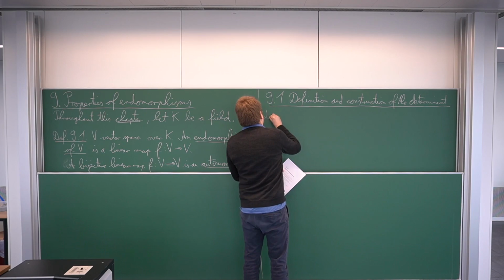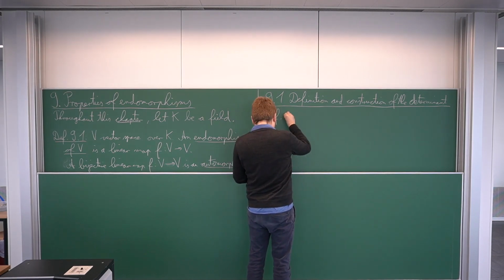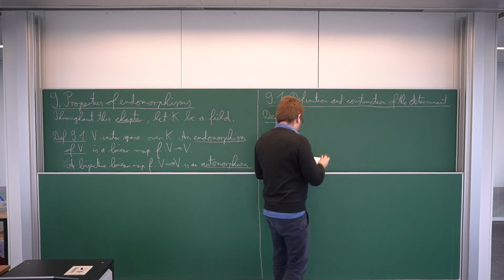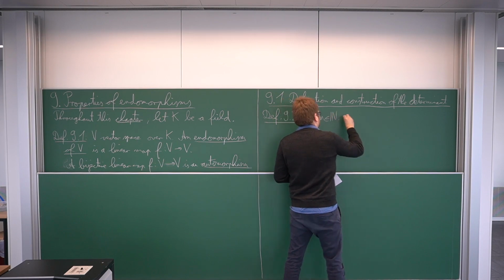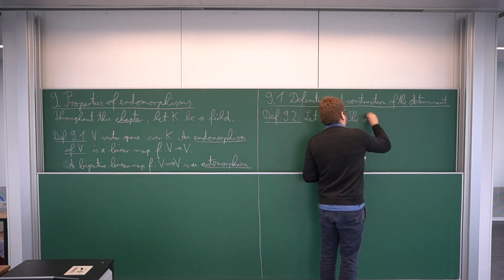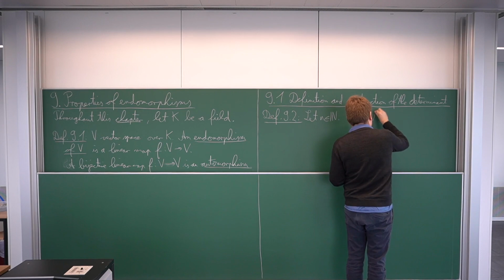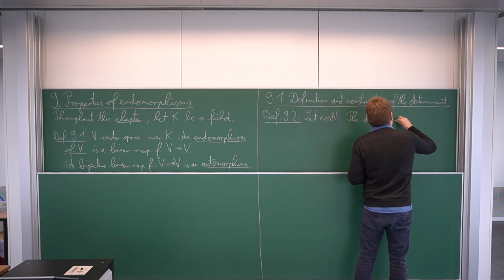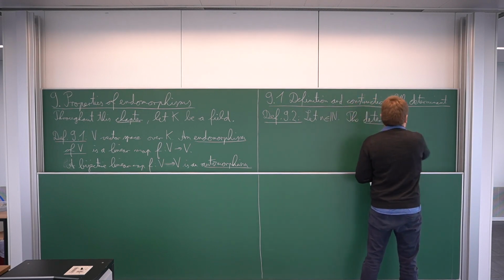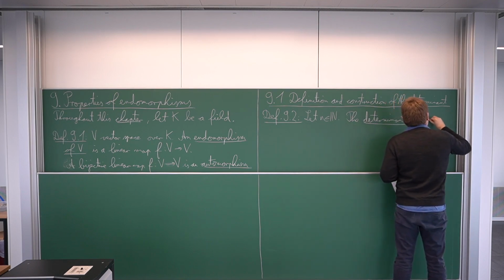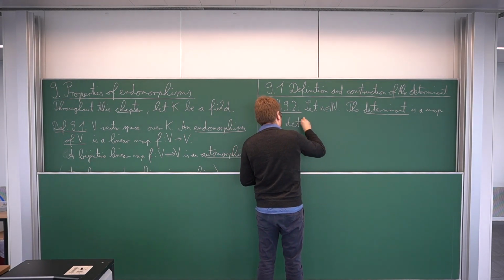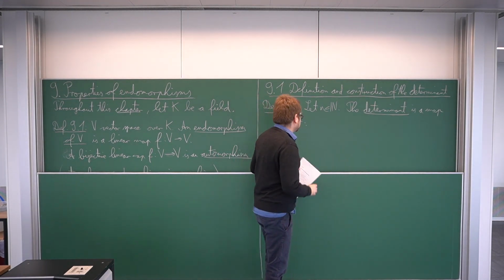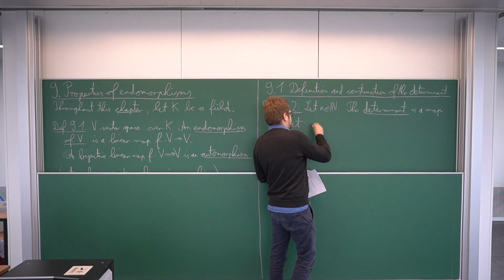We start right off by defining the determinant, and now I'm doing something unusual. I'm not defining this explicitly as a map, but I say that for n in N, the determinant is a map which we call det, which takes vectors from K^n, n many.